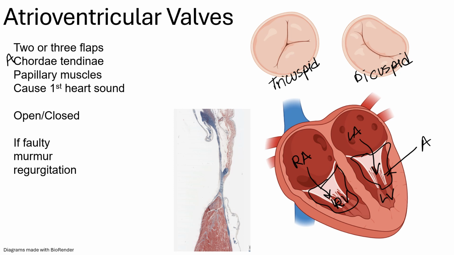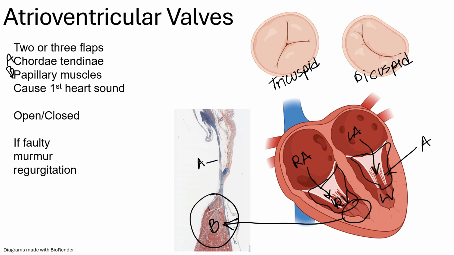What they do is attach the flaps of each of the AV valves to the bottom of the ventricles. When the valves close, the chordae tendineae tighten and secure the flaps. And these chordae tendineae are stabilized by these papillary muscles. This is a picture of a papillary muscle right here with its chordae tendineae as its flap. These papillary muscles contract with the heart. And the closing of the atrioventricular valves causes that first heart sound.